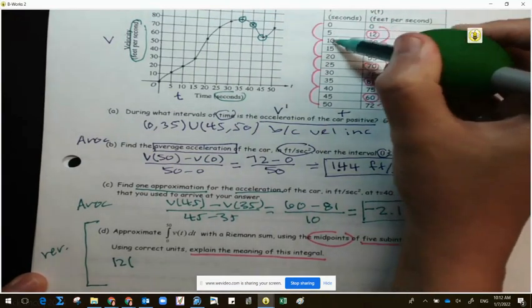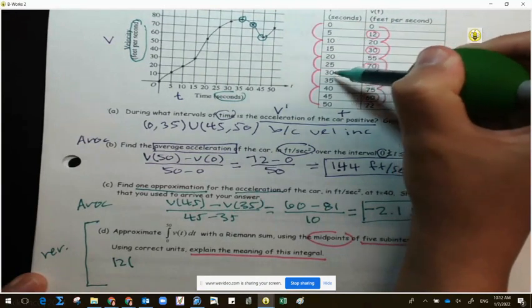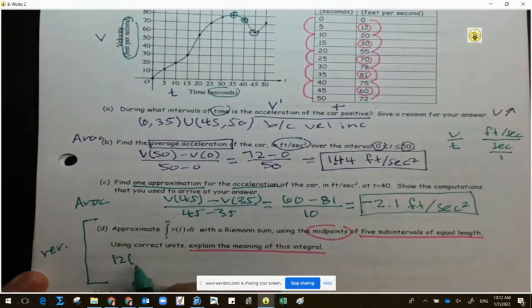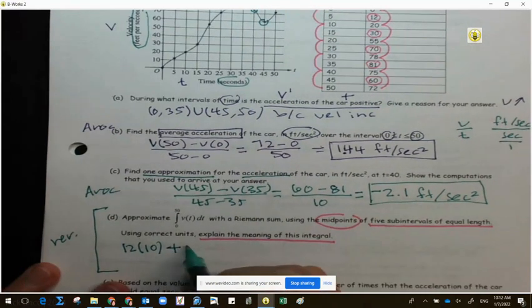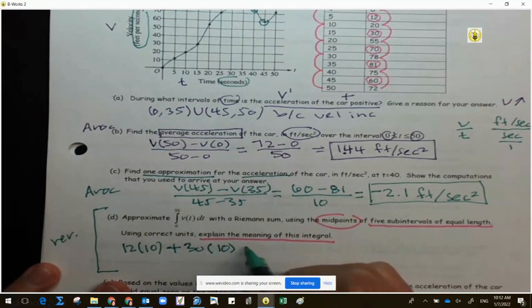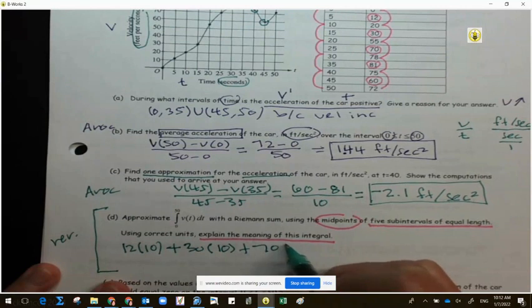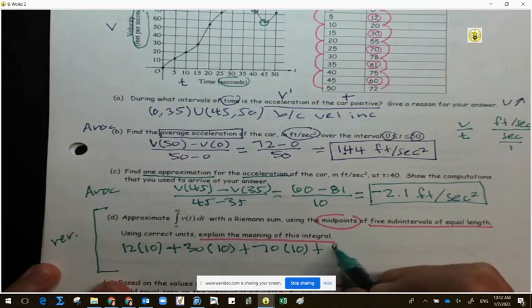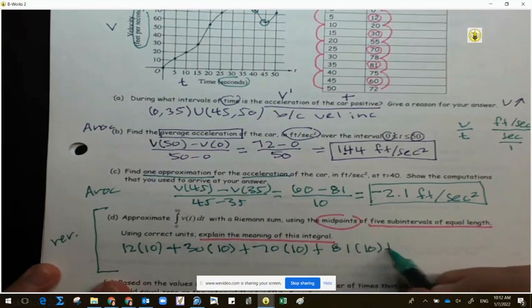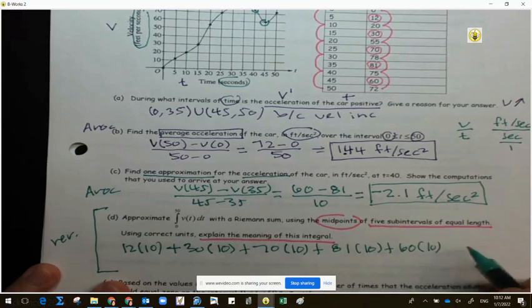From 0 to 10, 10 to 20, 20 to 30, they're equidistant by how many? 10. It is jumping by 5 on the table though, okay? Then we have plus 30 times, does that 10 change? Still the same, because it is equal subinterval. 70 times 10, plus 81 times 10, plus 60 times 10.